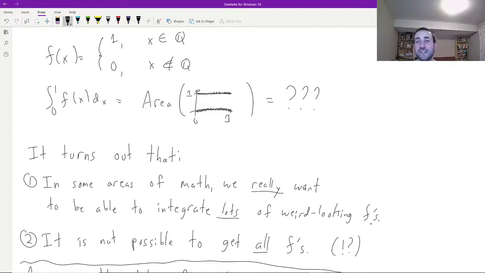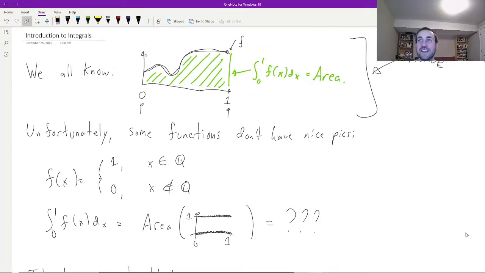And it's an unfortunate fact, and we're not going to get into this in this course, but you can look this up, or I can give you details later, that actually it's not possible to cover every function f in a coherent theory of integration that looks a whole lot like our naive notion of area. That's highly non-obvious, but unfortunately it's basically a theorem.